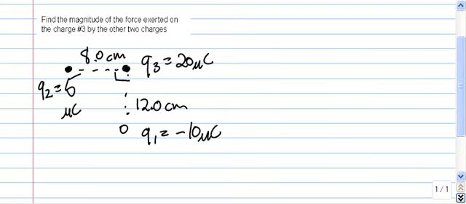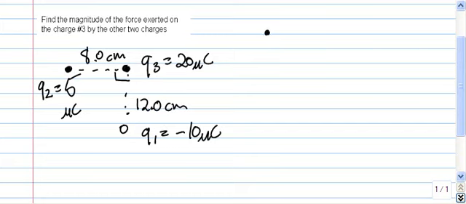In this problem, we're asked to find the magnitude of the force exerted on charge number 3 by the other two charges. So I have a collection of 3 charges, Q1 down here, Q2 over here, and Q3 here, and we're asked to find the total force on Q3. So let's do a quick sketch of the problem.